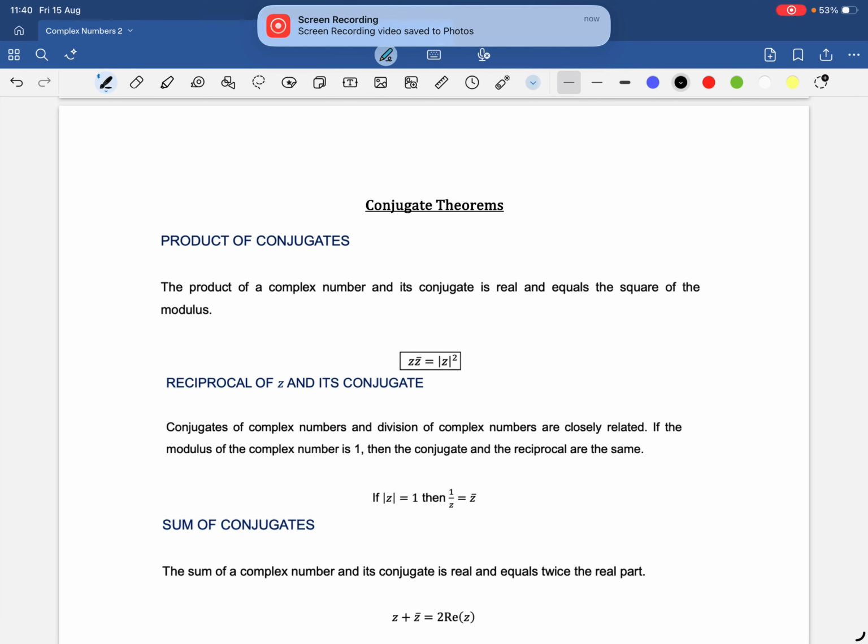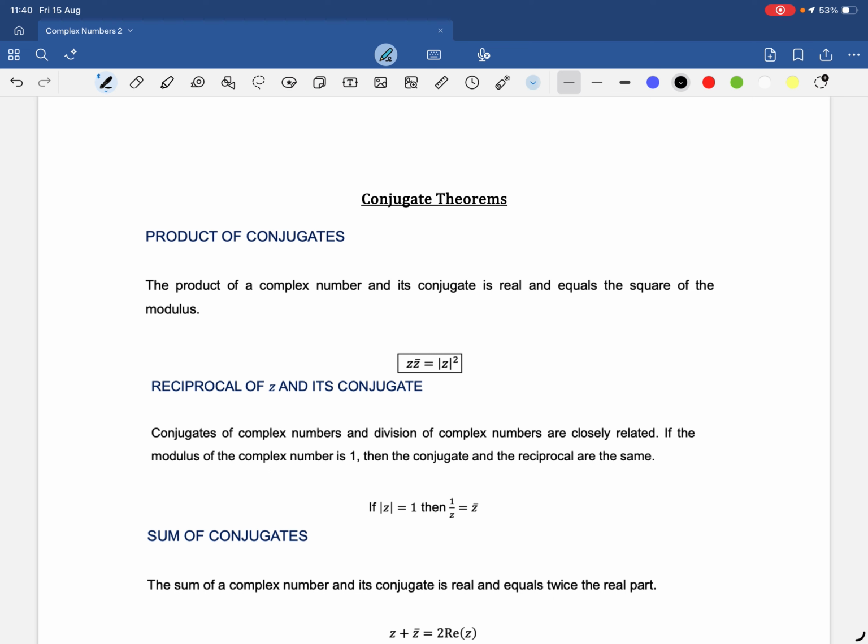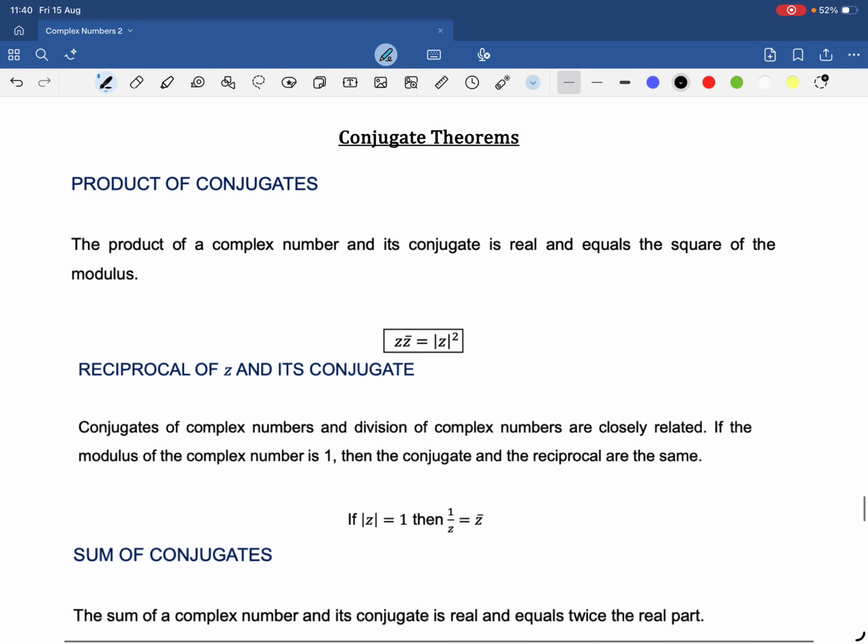Okay, today we're going to have a look at conjugate theorems. There are many different conjugate theorems, and unfortunately it's useful to know all of them, although they are quite easy to prove if you have forgotten them, but they are very handy just to know. Number one, which you 100% need to remember, is that z times z bar is the modulus of z squared.